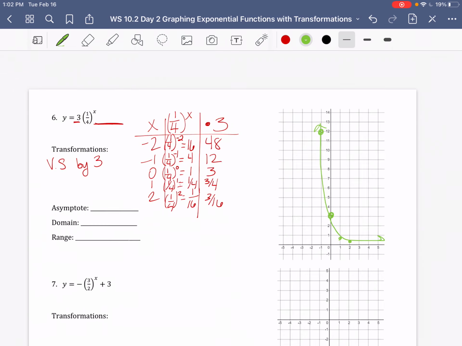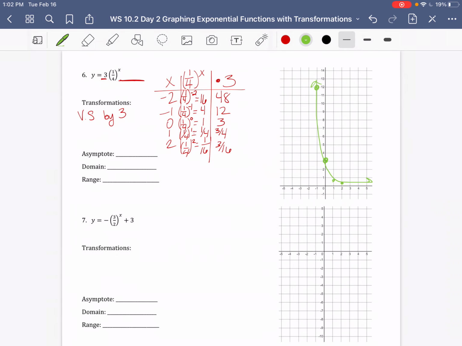And my asymptote, I didn't have an up-down shift at all. So my asymptote is definitely at 0. And again, we're not going to worry about domain or range. So the transformation is just kind of confirming what your table was already telling us. There's nothing too fancy about it.